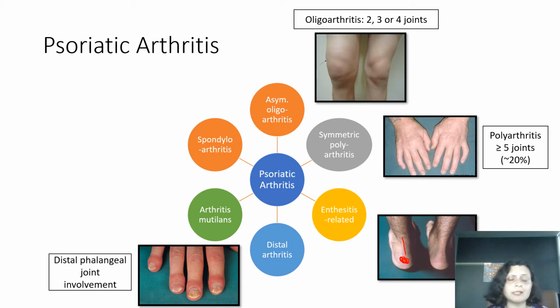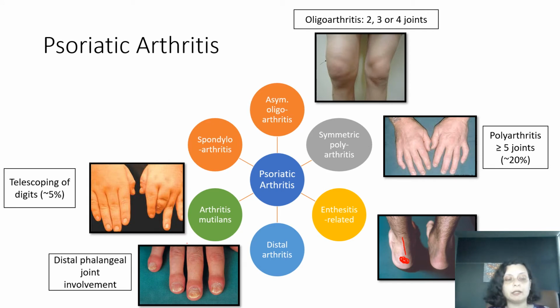Psoriatic arthritis has a mind of its own. It could just attack any of the joints. One important thing to remember is distal phalangeal joint involvement. That is the DIPs. So these knuckles get involved, which is actually not seen in rheumatoid arthritis. Rheumatoid arthritis spares the distal interphalangeal joints.